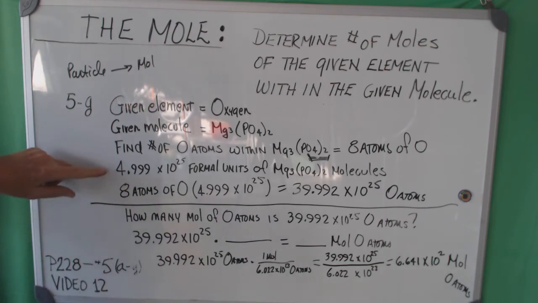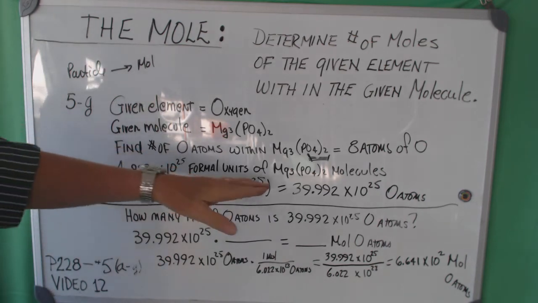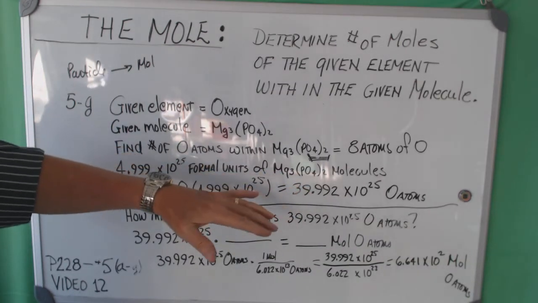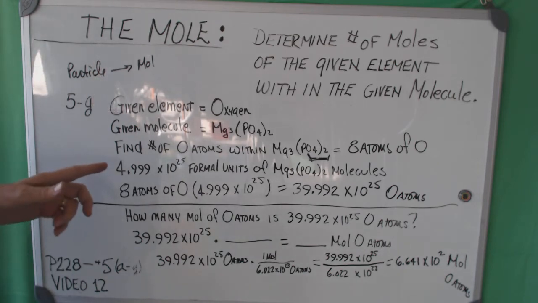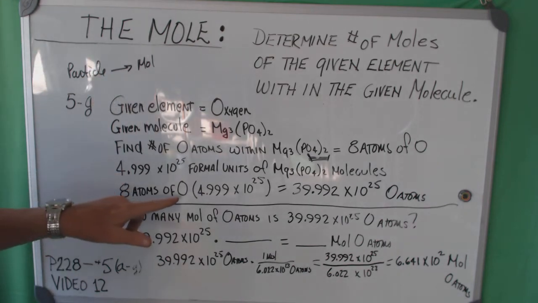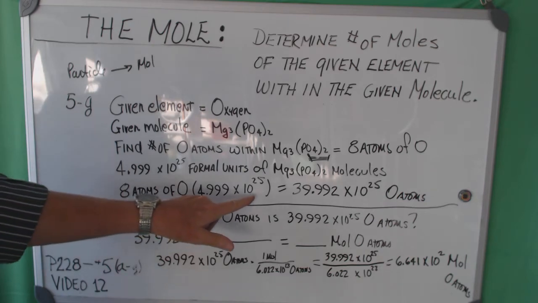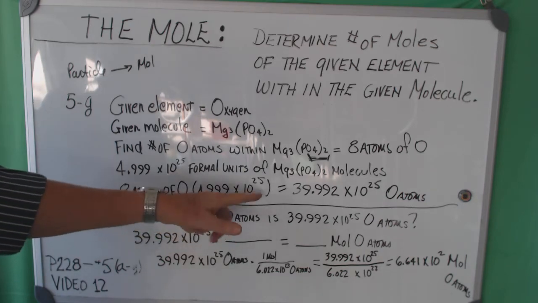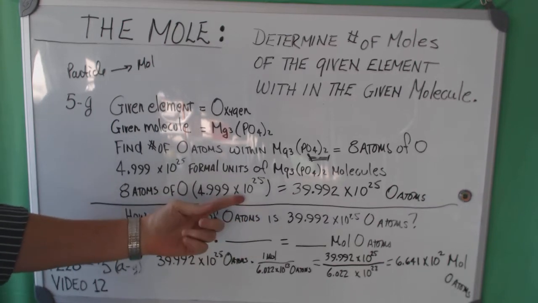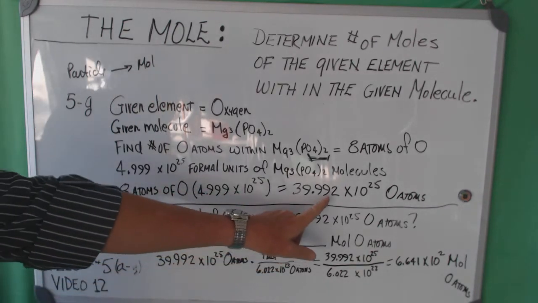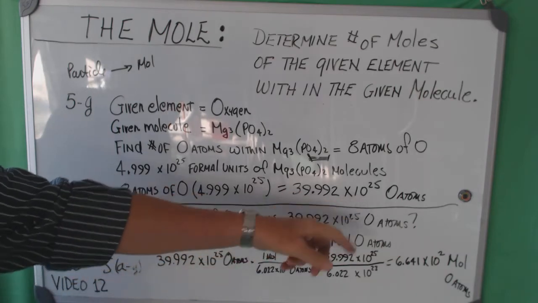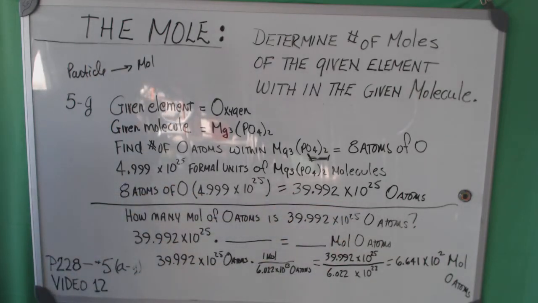So if I have 4.999 times 10 to the 25th units of this molecule, I'm going to have 8 times that number of oxygen atoms. So I just take the 8 atoms of oxygen and multiply it by the number of molecules in this group, and I end up with 39.992 times 10 to the 25th oxygen atoms.